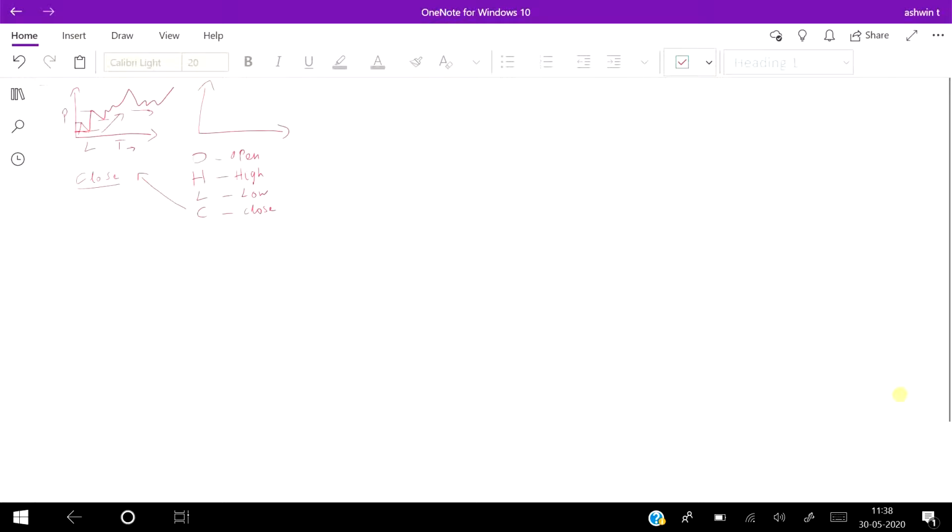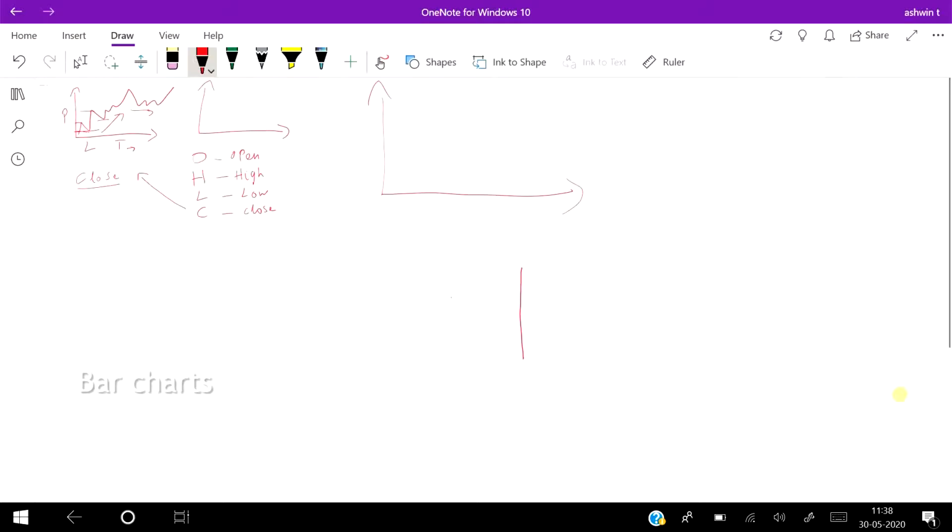Okay, let's see another chart. Now let's see about a bar chart. Bar chart is nothing but the same as this, but it is drawn using a bar. Like a single line represents a single bar, and there will be a horizontal line at the bottom and top. This is low, this is high, and this is open, this is close.